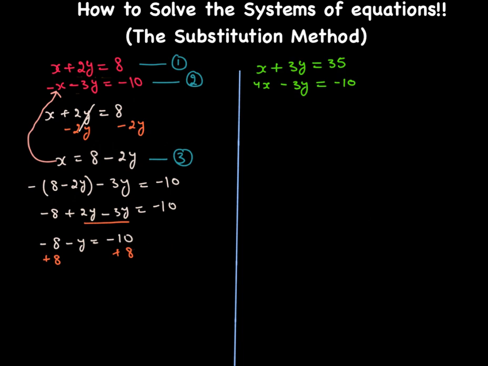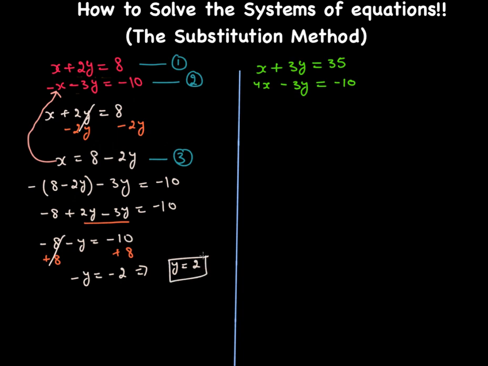Always remember to add or subtract from both sides. So this will cancel out. This gives me -y equal to -2. If I multiply both sides by a negative sign, this gives me y is equal to 2. So see, we found the value of y.